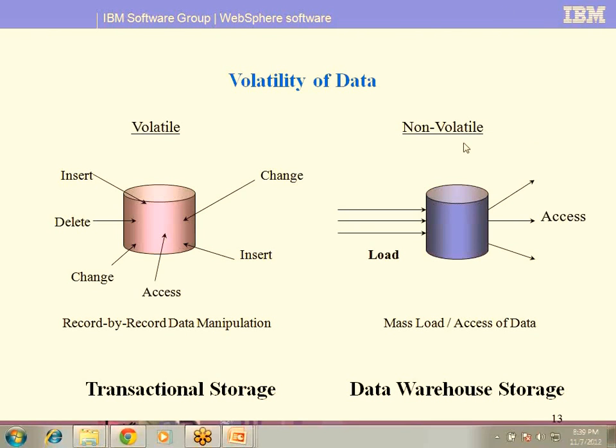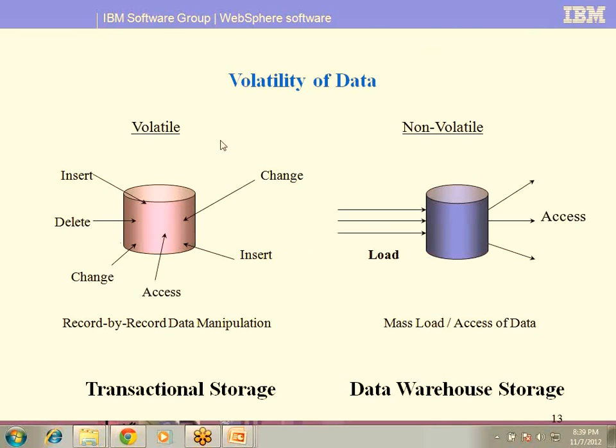Okay, thanks. Here, whatever data we are capturing in this volatility of the data, we simply insert one record, update one record, delete one record, insert one record, change one record. A record by record manipulation will happen generally in the front end. That is nothing but the operational system.